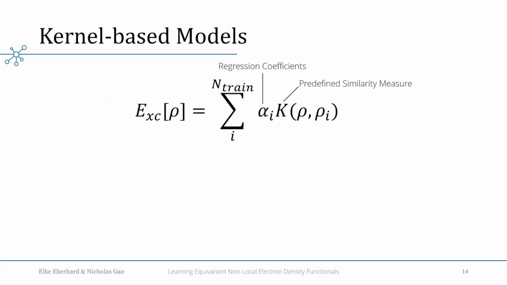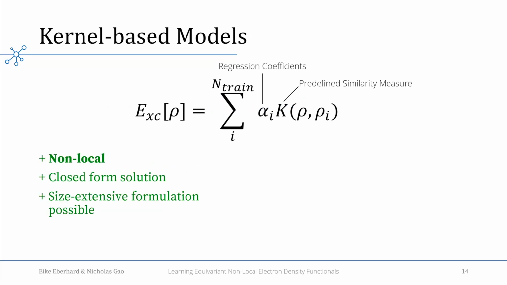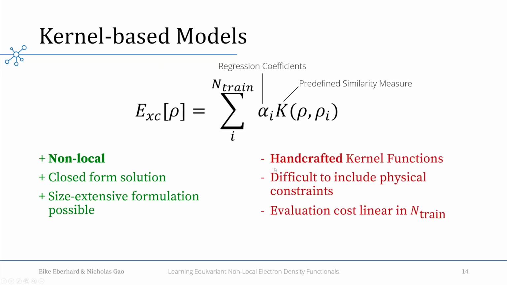Another type of research is these kernel-based methods, which are rather simple. They allow for pretty easy non-local formulation. You get a closed form solution, and there's research by Margraf, who showed how this can actually even be formulated in a size-extensive way. But it really heavily relies on these handcrafted kernel functions, so it's not really an expressive modern way of formulating this modeling task. And at present we don't know how to include any physical constraints into this functional form.